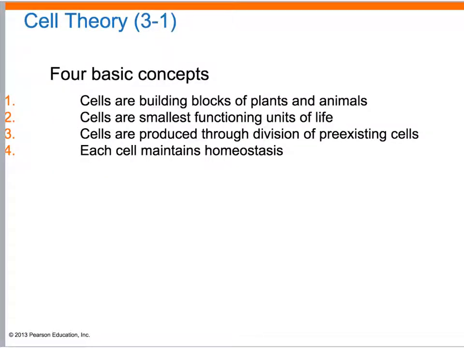First, the cell theory. There are 4 basic concepts in the cell theory. Number 1 is cells are the building blocks of plants and animals. Cells are the smallest functioning units of life. Cells are produced through division of pre-existing cells. And finally, each cell maintains homeostasis.